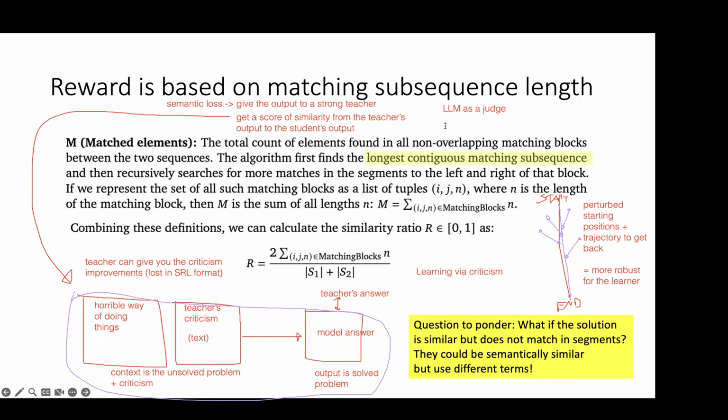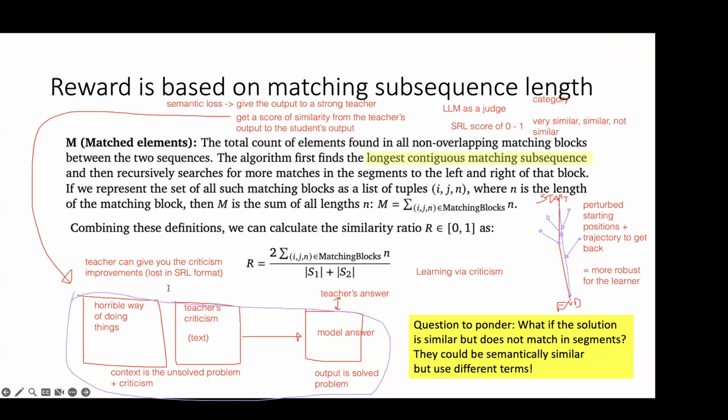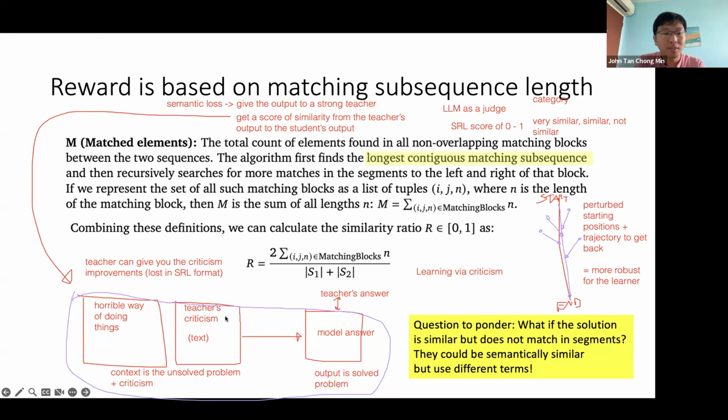Yeah, the score is only if you want to use SRL, then you have a score, maybe from 0 to 1, that you use an LM to output. But if not, the LM can also output based on category. You can say very similar, similar, not similar. You can give some definition and then translate this to a score in SRL. But what I'm talking about here is text feedback. You can put that in the context as well and use that text feedback to come up with the answer.